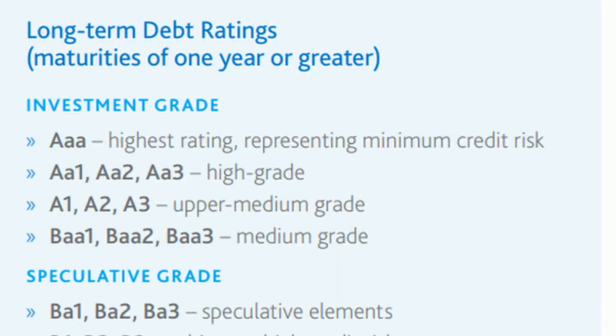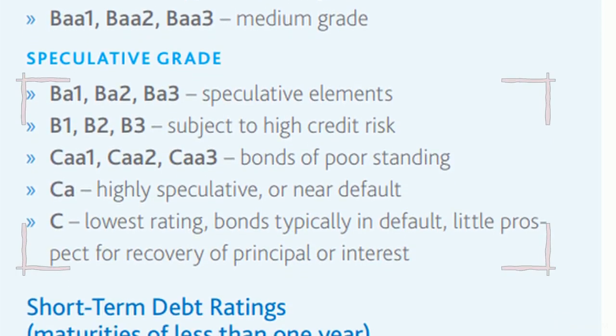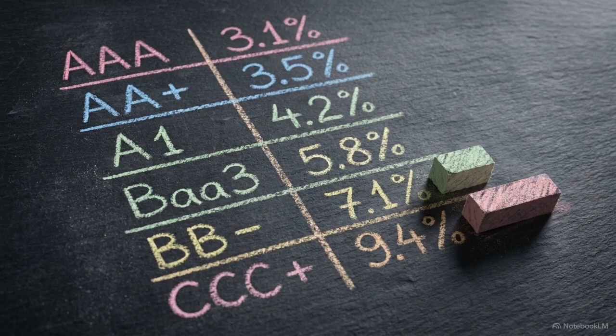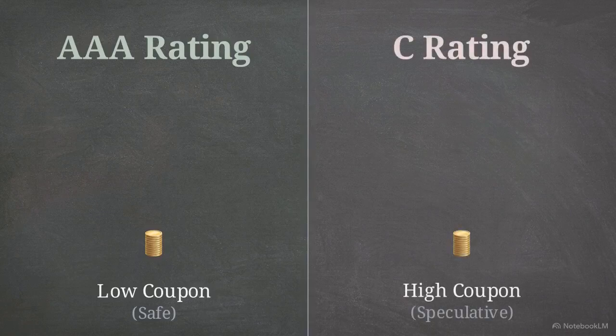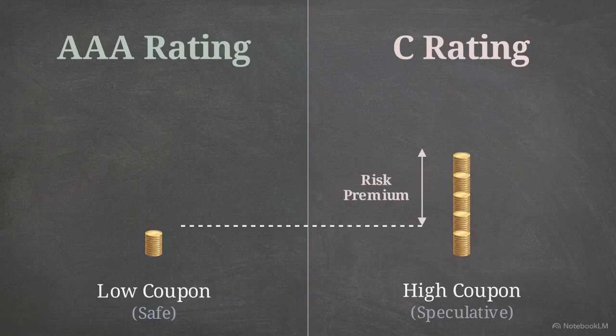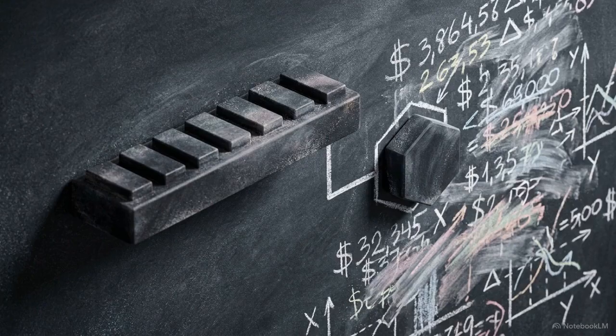Agencies assign specific grades to debt issuances. The top tiers, down to Baa3, represent investment-grade debt, indicating minimal to moderate credit risk. Falling below that threshold places a bond in the speculative grade category, signaling a high probability the issuer may default. This creates a direct mathematical consequence for the issuer. To convince investors to purchase highly rated safe bonds, a low coupon rate is sufficient. To attract capital to a speculative, lower-rated bond, the issuer is forced to offer a significantly higher coupon yield to offset the risk. Once a bond is issued and enters the secondary market, its price begins to fluctuate.